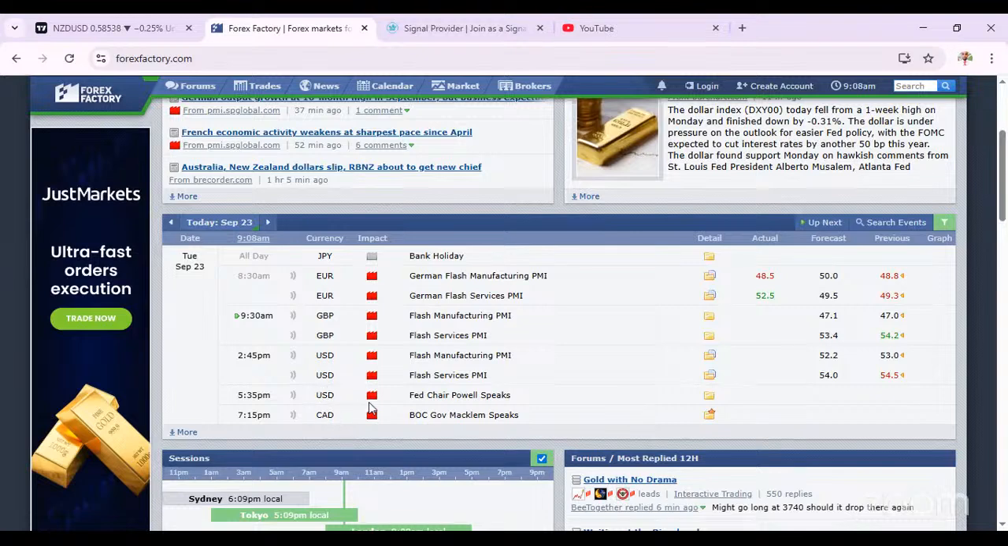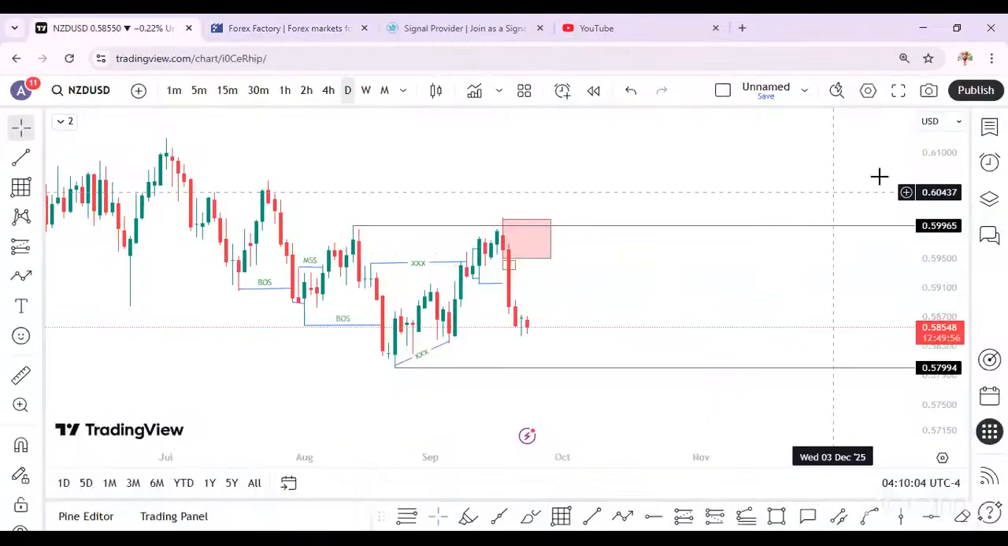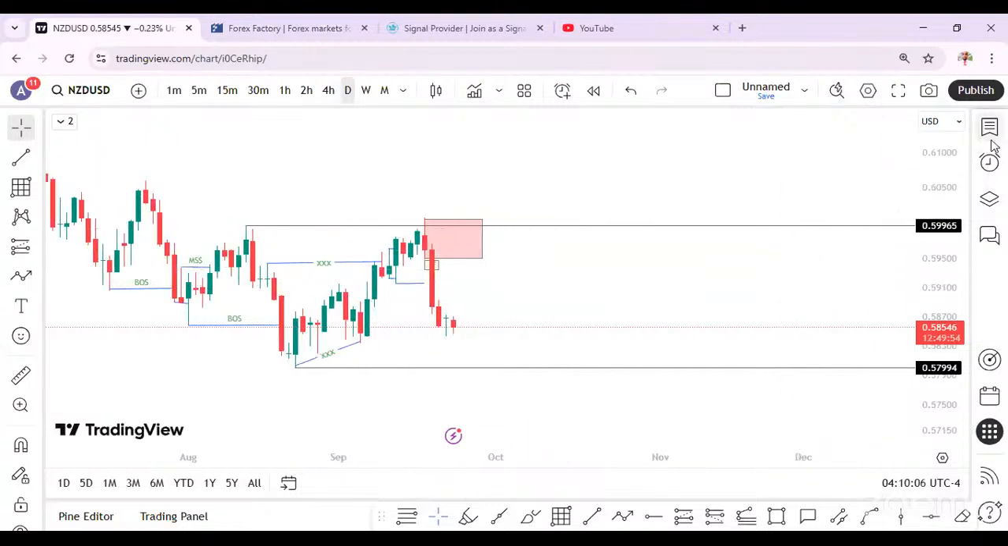Likewise, the Fed chairman Powell will be speaking by 5, and then by 7, Bank of Canada Governor Macklem will also be speaking. So let's take notes of all these events starting from this 9:30. So that leads us to the chart now.